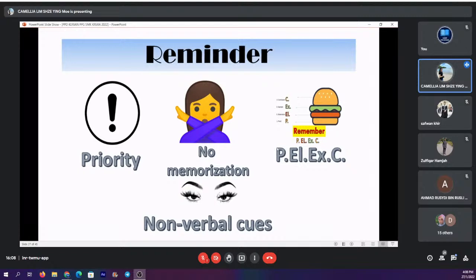After that, no memorization. I highly emphasize this. Do not memorize. Do not ask your students to memorize phrases or words. Words, maybe a few, maybe use the connectors and all that. Yes, they can remember that, they can memorize that, but not whole sentences, because why?